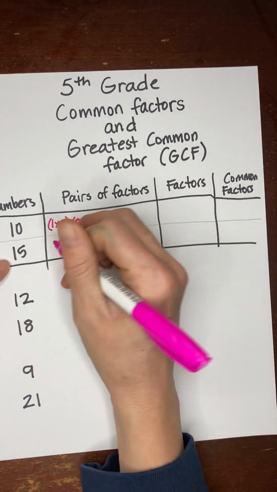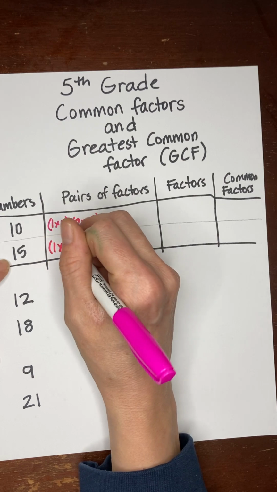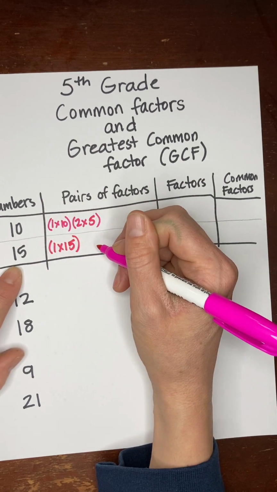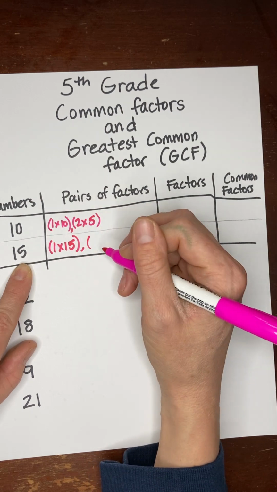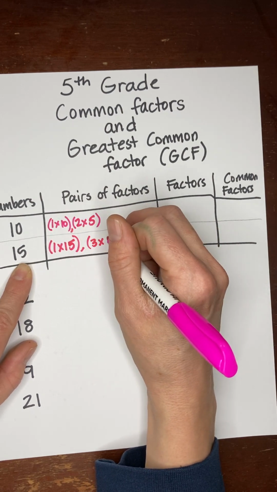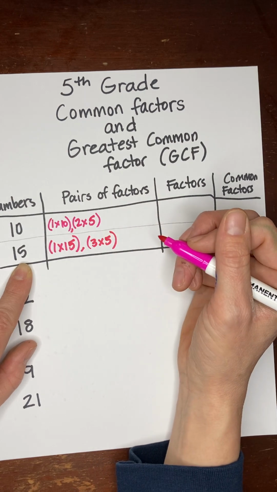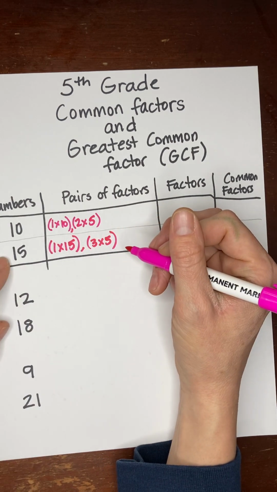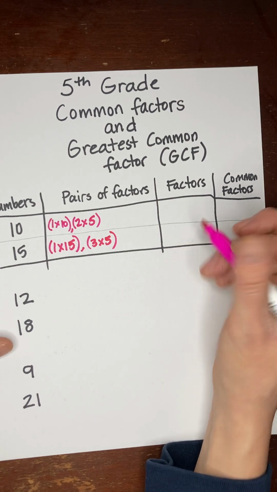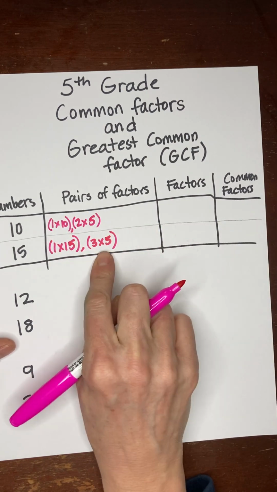How about 15? We've got 1 times 15. Does 2 go in? No, it's not even. But we do have 3, so 3 times 5. 4, no, 5. Well, we're already at 5, and we know that's 5 times 3, so there's not going to be anything else that goes into 15. Okay, so we've got our pairs of factors listed.